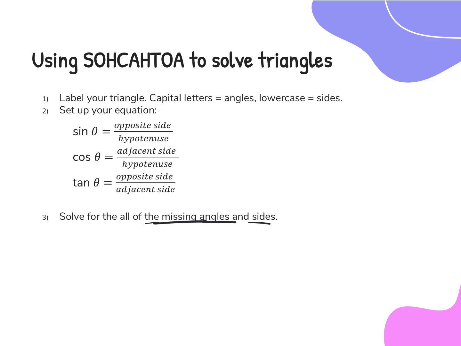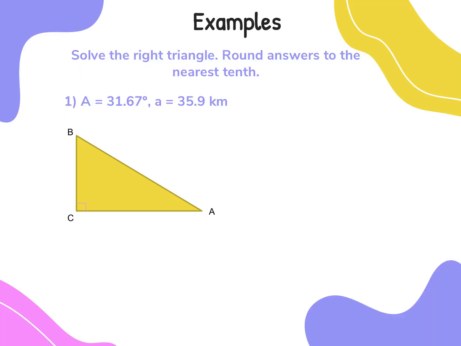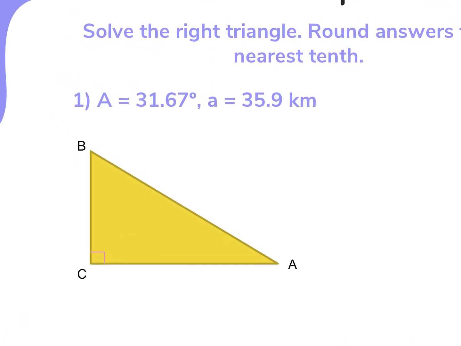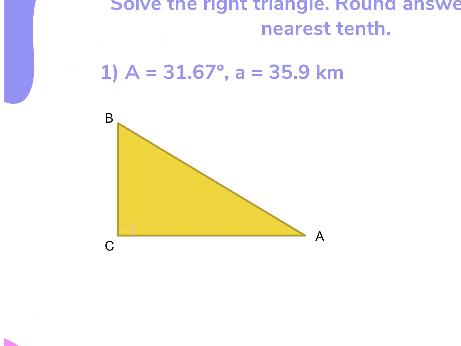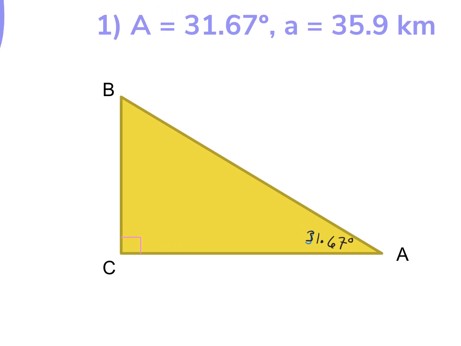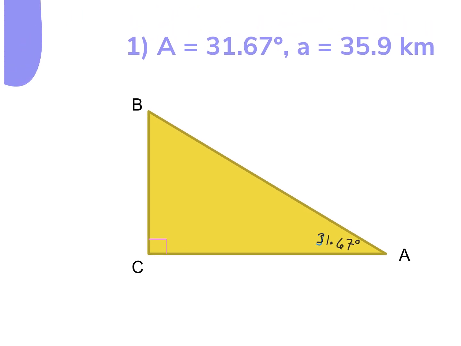All right, so let's just go through it. I think there's only 6 examples here. Okay, so let's look at this one. So we're given some information. We're given angle A and we're given side A, right? So let's label angle A. It's right here with what they give us, right? So 31, all right? So here's one of our angles, and then we also have that side A is 35.9 kilometers.